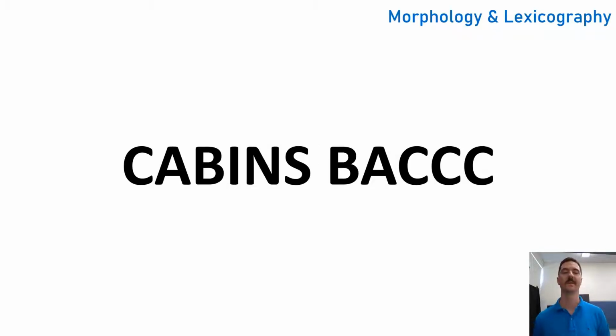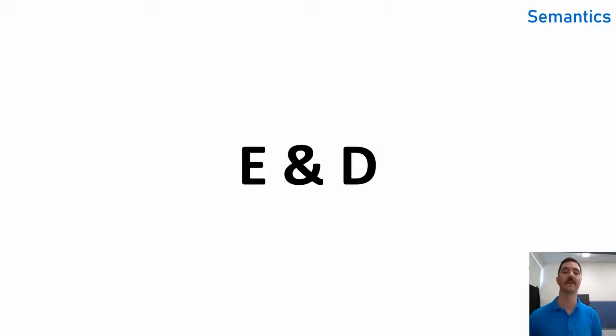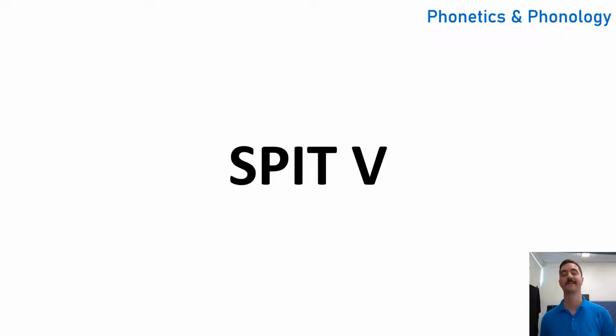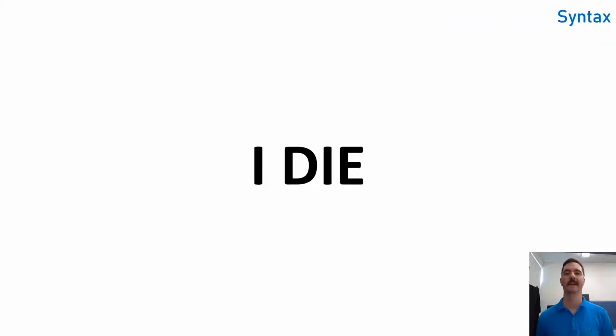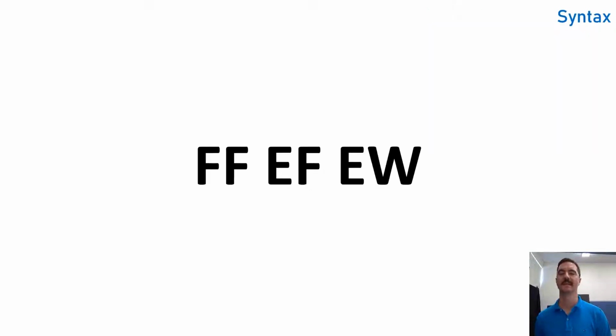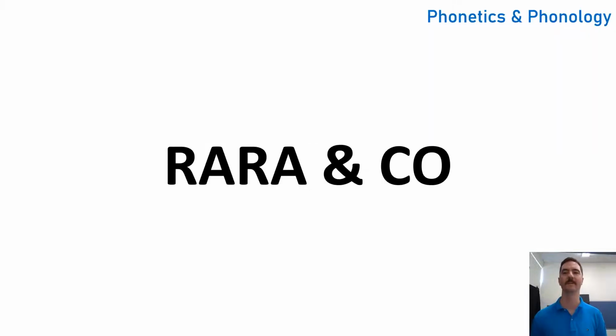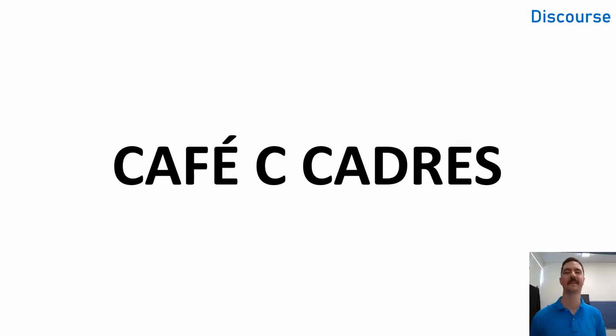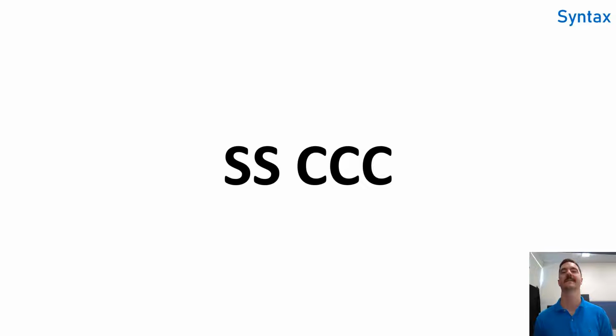Morphology and lexicology, cabins back with 3 C's importantly. From semantics, we've got E and D. From discourse, LC cash. Phonetics and phonology, we've got spit and B. Syntax, I die. Phonetics and phonology, CBL. Syntax, FFEFEW. Phonetics and phonology, RA, RA, and CO. Semantics, Kaddish. Semantics, spoil, map, F. Discourse, Cafe C, cadres. Syntax, double S, triple C, or SSCCC.